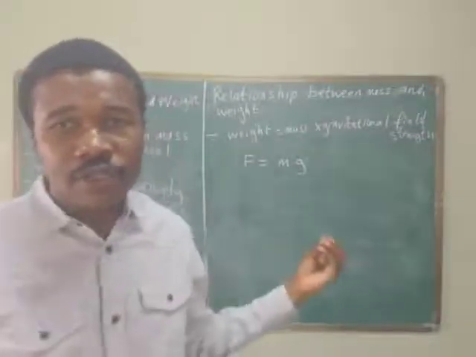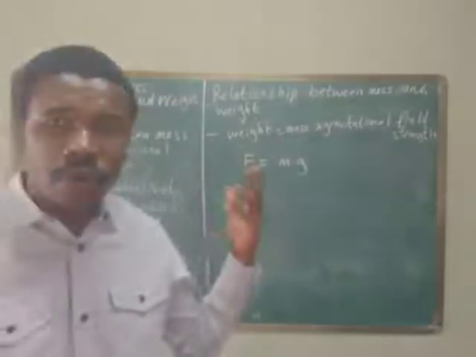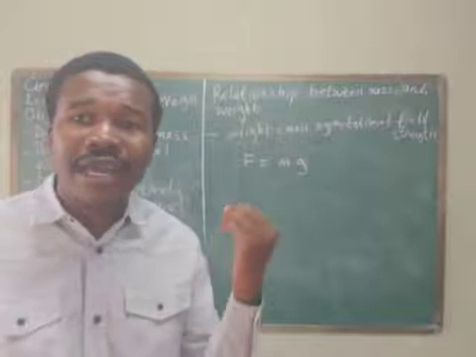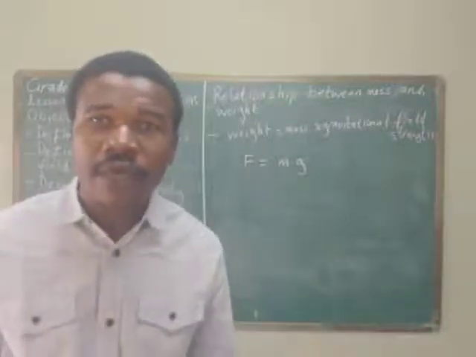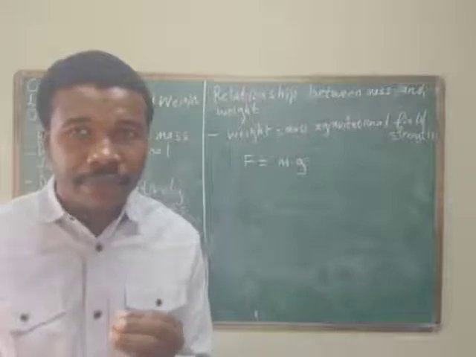So you can then rearrange it in any way that you want to find either the weight or the mass, or if you're actually given both and then you want to find the gravitational field strength, you can also do that, right?